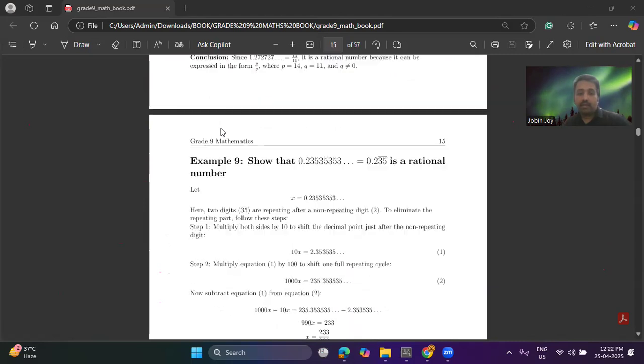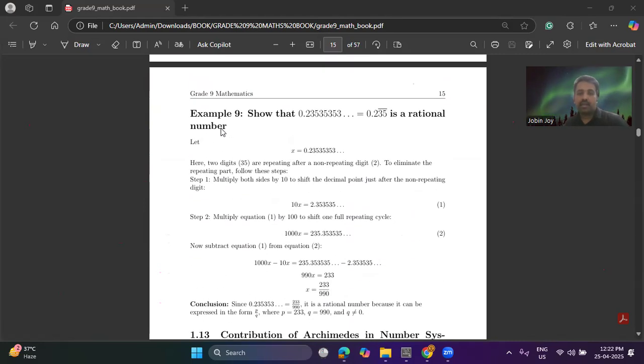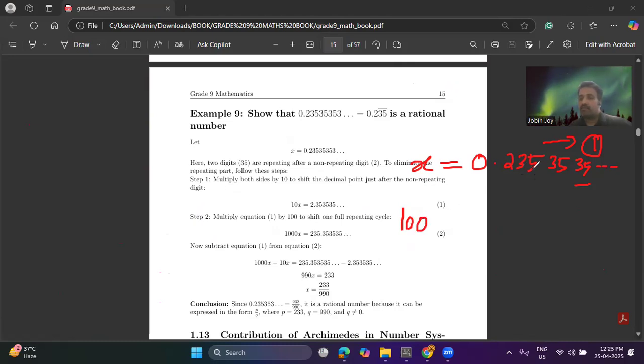Okay, then coming to another example. Another same example. Show that the given number is 0.235, then 35, etc. That means here 35 is repeating. So same process, I am writing x equal to this one. Then I am writing this as equation number 1. Then I am multiplying with 100. Why am I multiplying with 100? Because two numbers are repeating, 3 and 5 are repeating.